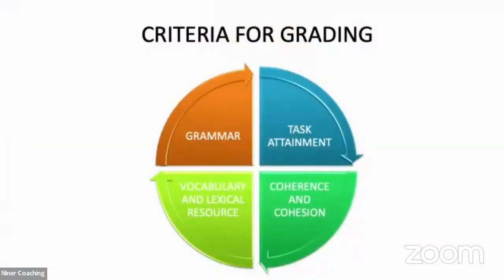But I'm going to just very quickly run through the 4 criteria so that you know what they are. We have task attainment, coherence and cohesion, vocabulary and lexical resource, and grammar. Each one of these 4 will share equal proportions to your total test score, and the average will be your overall score for IELTS writing task 2, and that's going to be 66.66% of your total task score. Let's get started with task attainment.